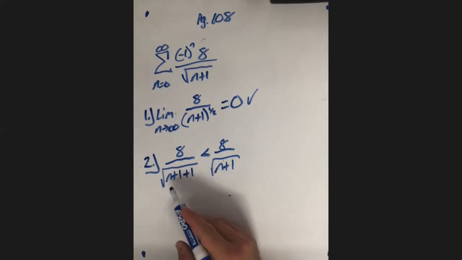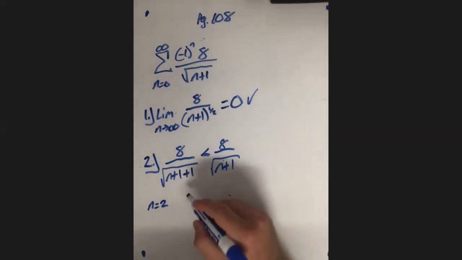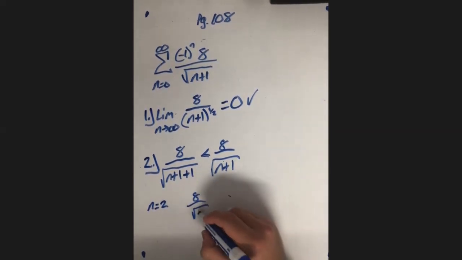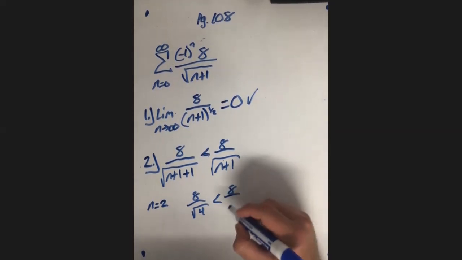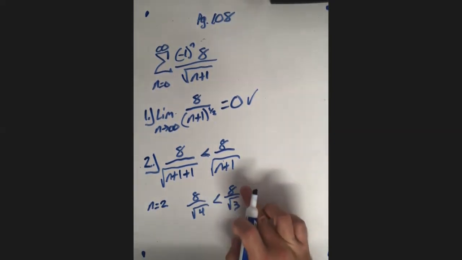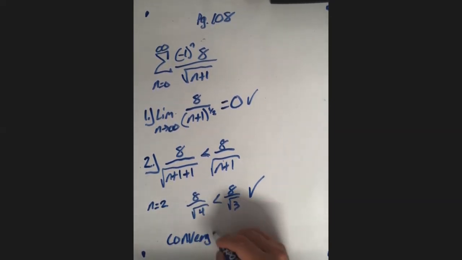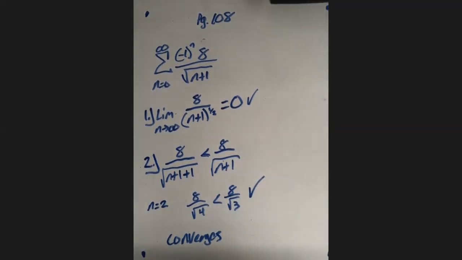If I look at it this way, say n is equal to 2. If I plug that in, I get 8 over the square root of 4, and then 8 over the square root of 3. Breaking it down, that's 8 divided by 2, and 8 divided by 1 point something, like 1.7-ish. Which one is bigger? This one is bigger. This is true, so this alternating series converges. That's fantastic. We have a converging series.